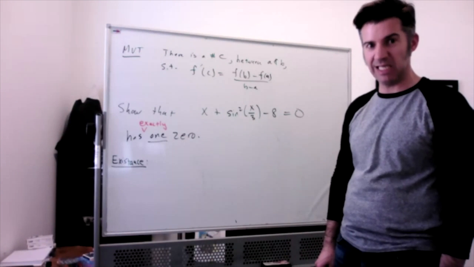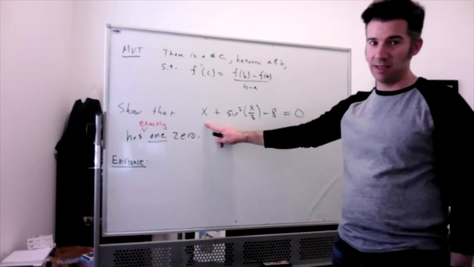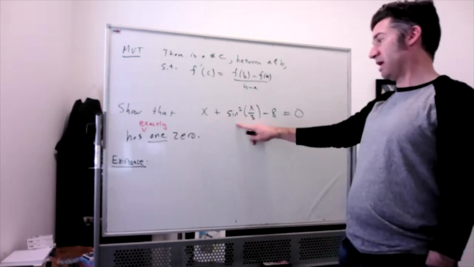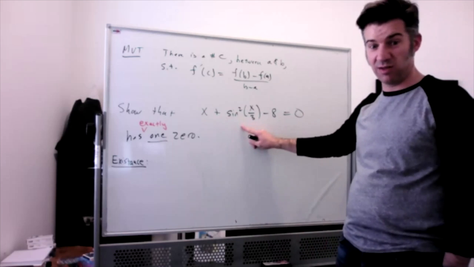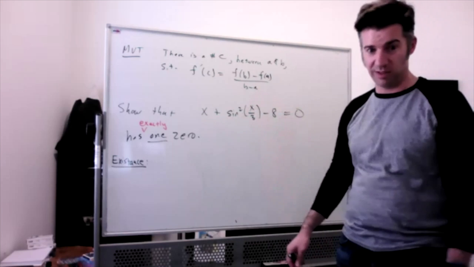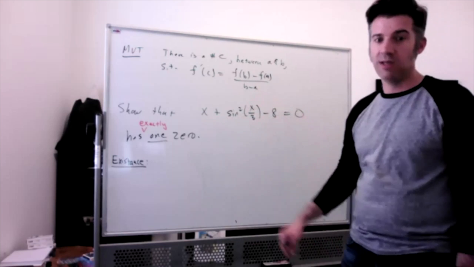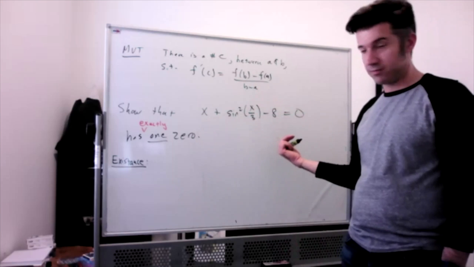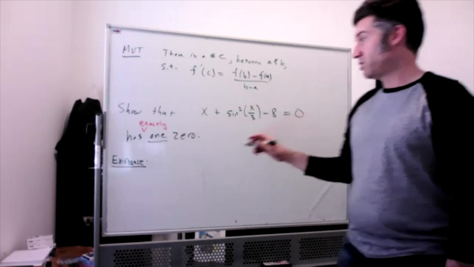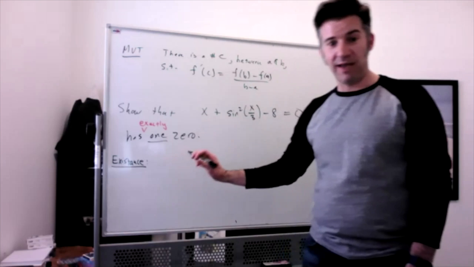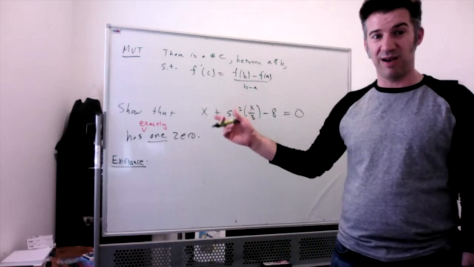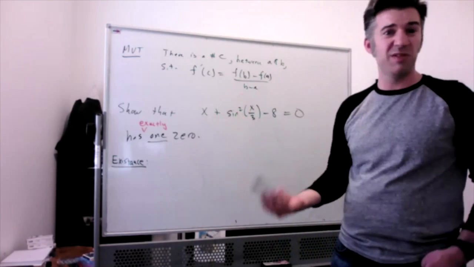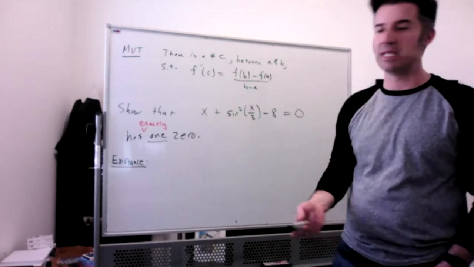Yeah, it's continuous. X is a continuous function. Sine is continuous, so sine squared is also continuous, and x over 3 is also continuous. Minus 8 for sure. So this is definitely a continuous function. So I'm going to try and find two values where one makes it positive, one makes it negative. But I'm going to use 0 because 0 is easy.